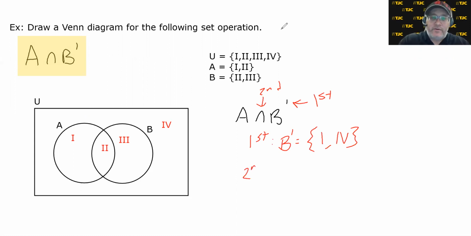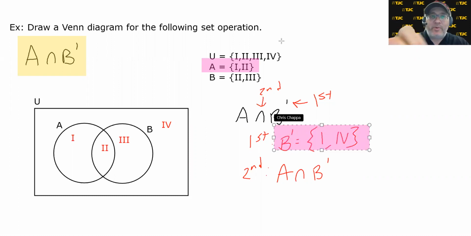Our second move is to find an intersection. We are looking for the intersection of A and B complement, just to make sure we know exactly where we're looking. Set A is right here. Set B complement is here. And we want their intersection. So, looking at those two highlighted sets, do they have anything in common? Yes, they both have the Roman numeral 1.